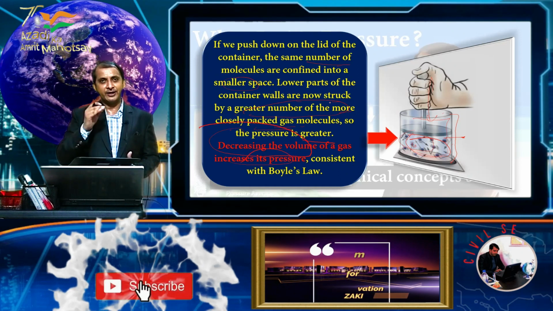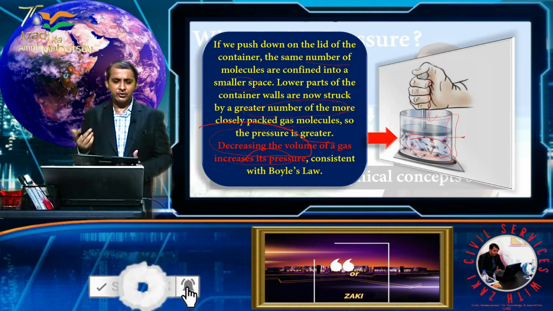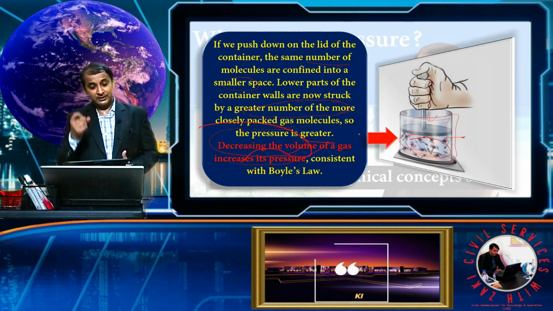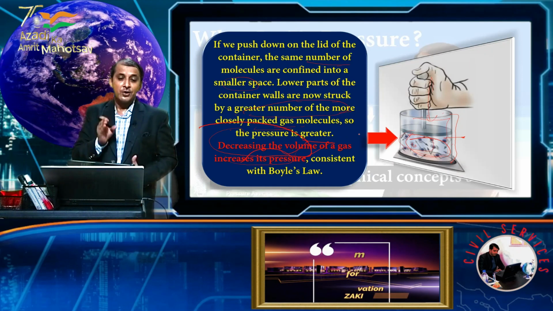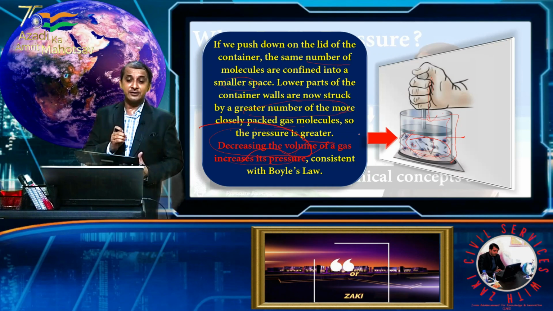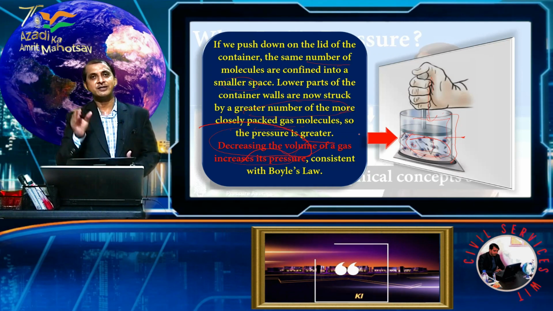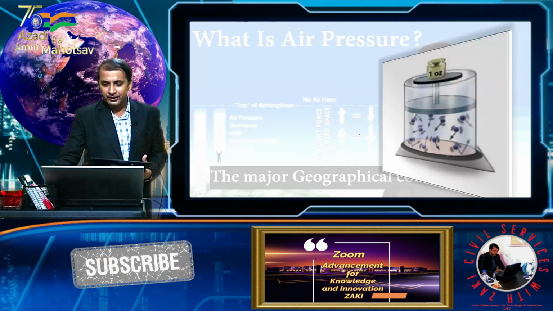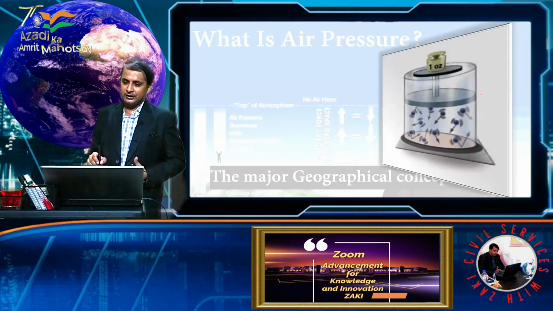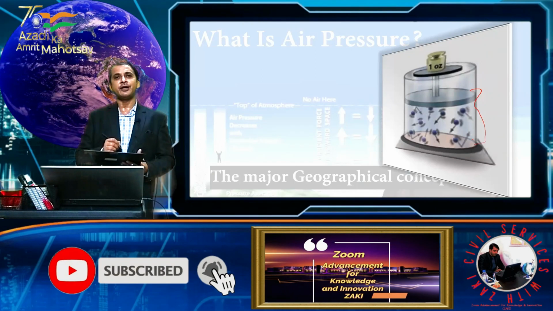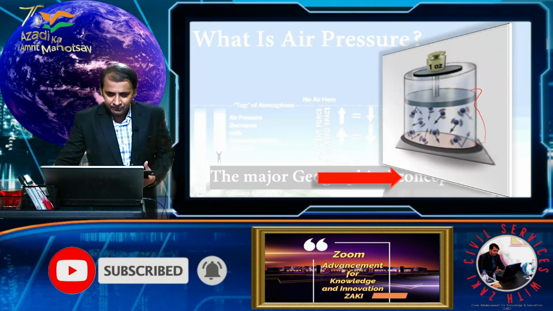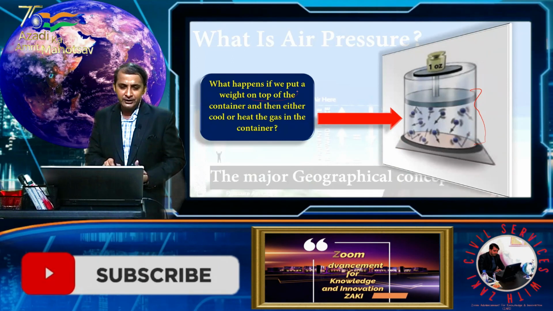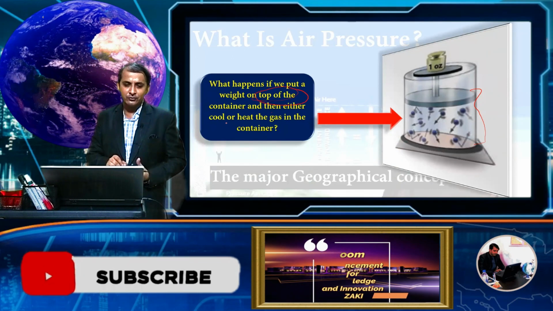If we decrease the volume of the gas, it is consistent with Boyle's law, as you know and read in chemistry. So that is Boyle's law. We move forward and see the applications of atmospheric circulation on our weather system. If we assume a certain container and put a weight on the top of the container and either cool or heat it, what happens?